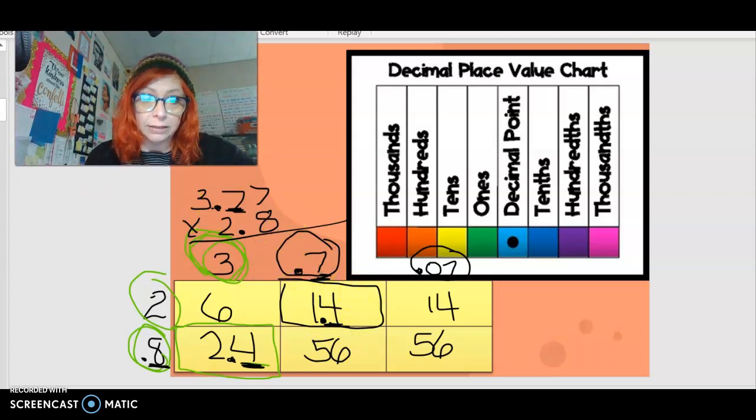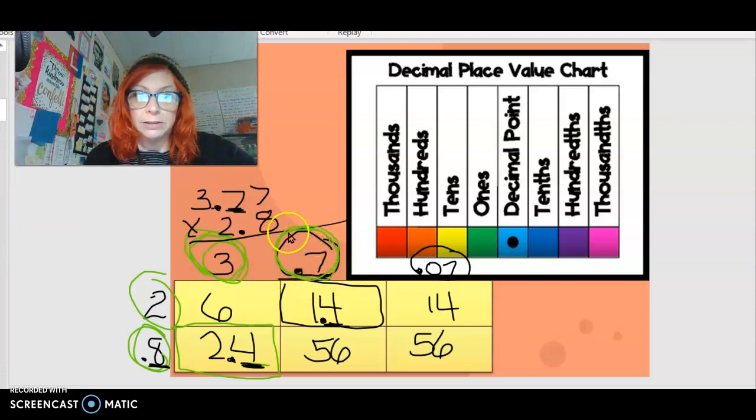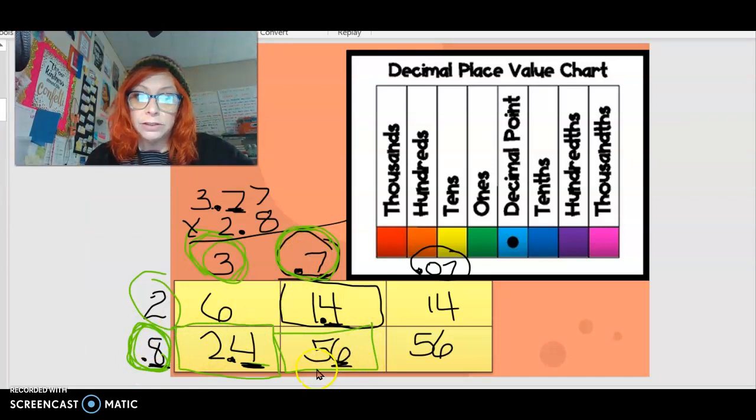Now, this is where it gets a little tricky. This number right here has 1 decimal place. This number right here has 1 decimal place. So how many decimal places will have to be in this answer? I have to have the 1 for this one, and I have to have the 1 for this one, because I'm multiplying these two to get 56. Therefore, my answer must have 2 decimal places, because this one has 1 and this one has 1. So that means 1, 2 decimal places. The decimal will go here. Okay, it's starting to make sense, right? Okay, I knew you'd get it.